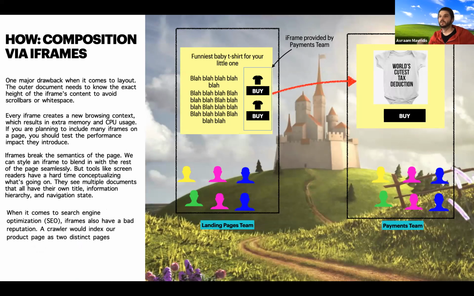the page that contains the iframe needs to know the height of it to not create scrolling overflows or white spaces. For example, here the landing pages team has to know the height of the content that the payments team will provide. Also, iframes create a separate browser context with its own memory and CPU usage, which obviously harms the performance. They break the semantics of the page.